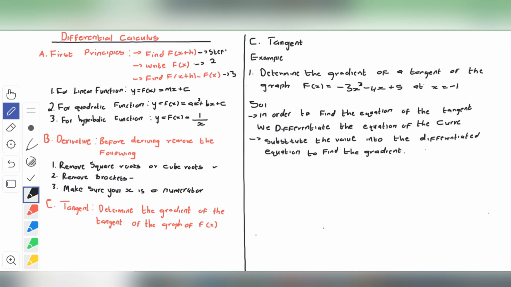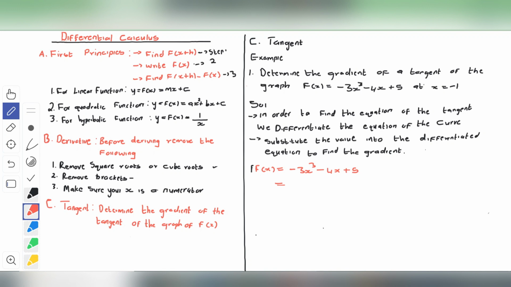So whenever you're given questions like determine the gradient of a tangent of the graph at x is equal to negative 1, the first thing that you need to do is to differentiate. Let me use a different color. So meaning we're going to differentiate the function of the curve, which is negative 3x cubed minus 4x plus 5. And now, believing that we know how to differentiate.